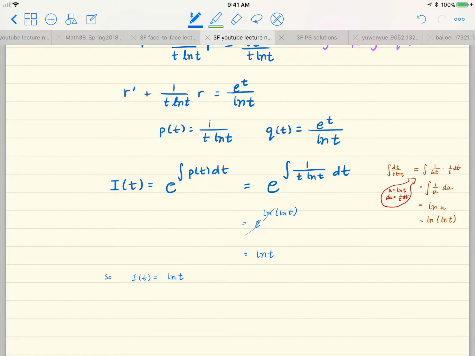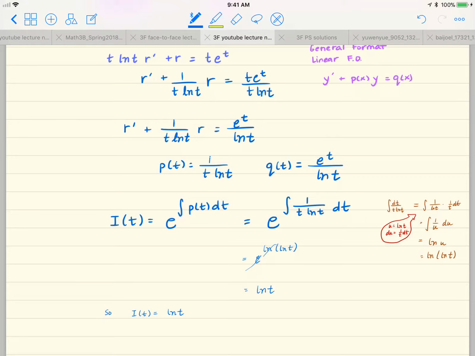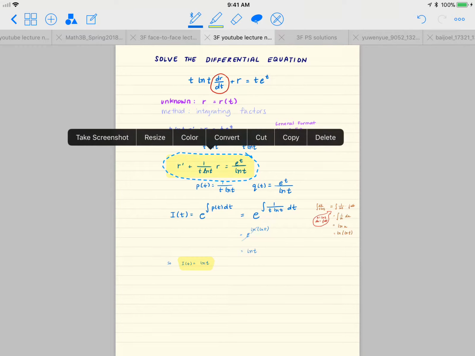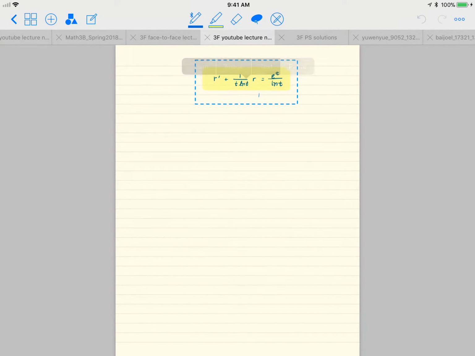Now I go back and I'm going to multiply my equation. Remember, we put the equation in the general format. So I'm going to multiply this equation by my integrating factor. That's going to be my next step. In fact, let me switch papers here. Maybe I can copy this. Copy. Paste.